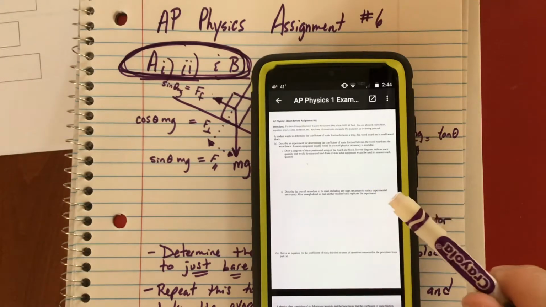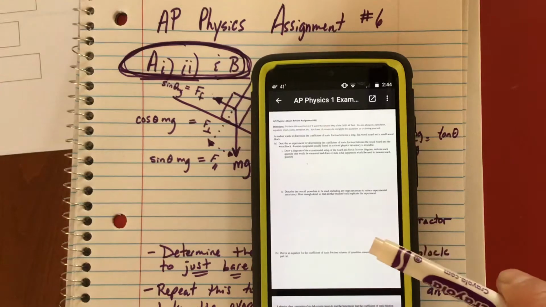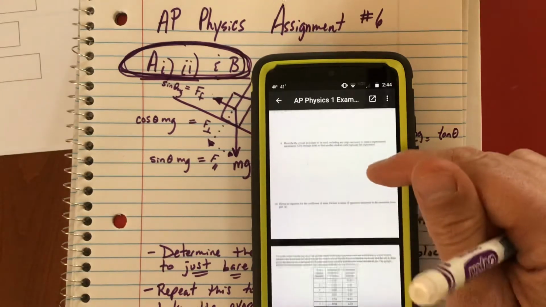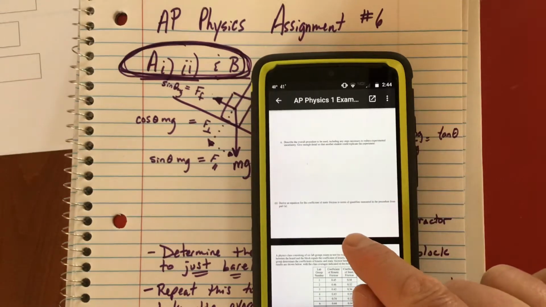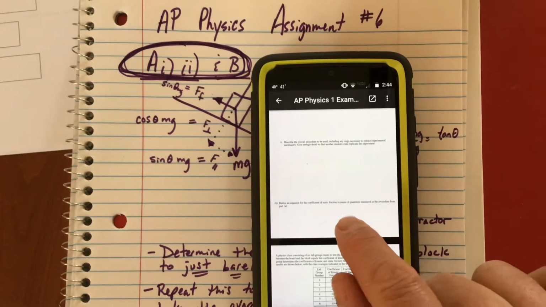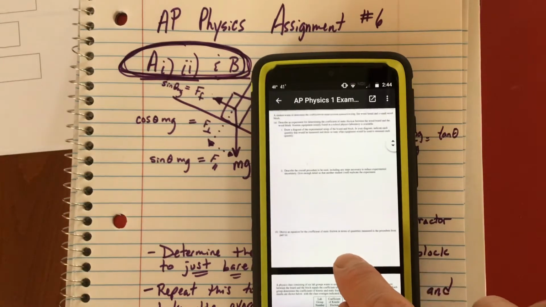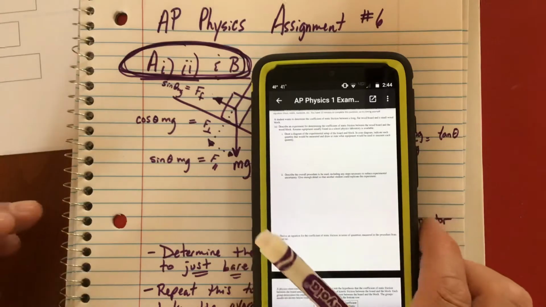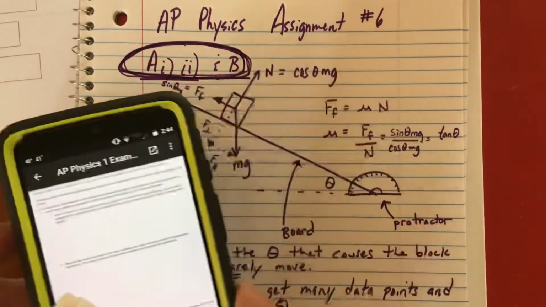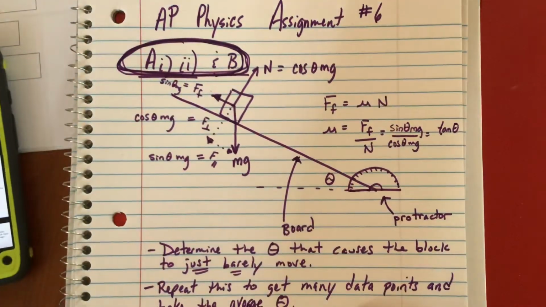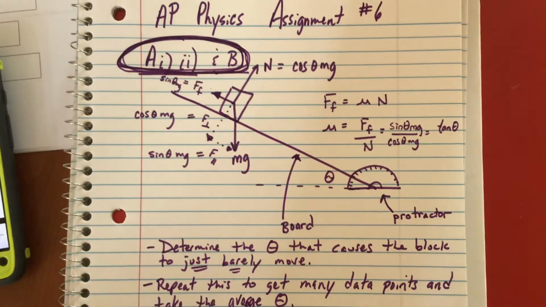They want you to identify all measurements. They want you to come up with a procedure that can be repeated, and then they want you to derive an equation for the coefficient of static friction in terms of the quantities that were measured. Okay, so that was A and B. I put A and B together here. So here's my thinking on A and B.